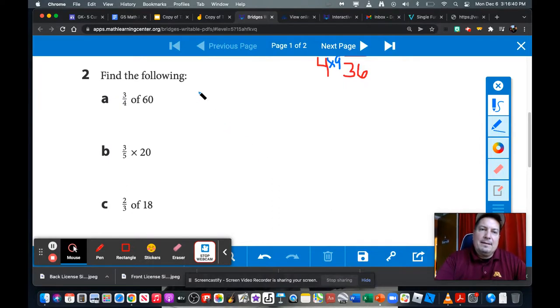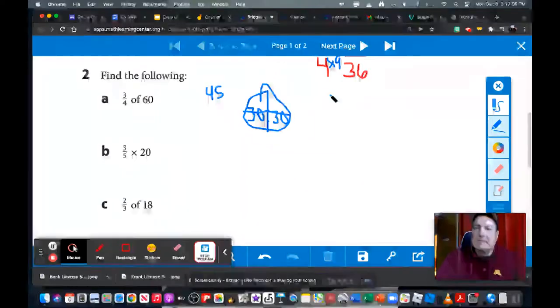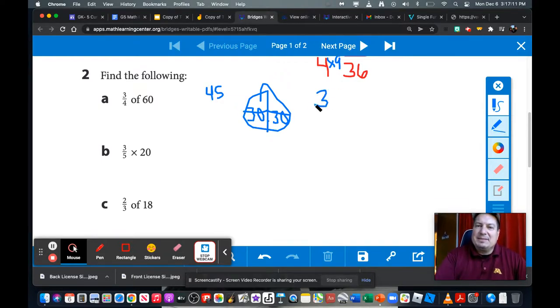So you could say that 3/4 of 60 is 45. I said that wrong, sorry, 45. If you were to take 60 and cut it in half, you'd have 30 here and 30 here. And if you were to take that and cut it in half, each of these would be 15 and 15. So if you have 3 parts out of 4, that's 45. You can draw it out. That works. Here's the mathematical way to solve it.